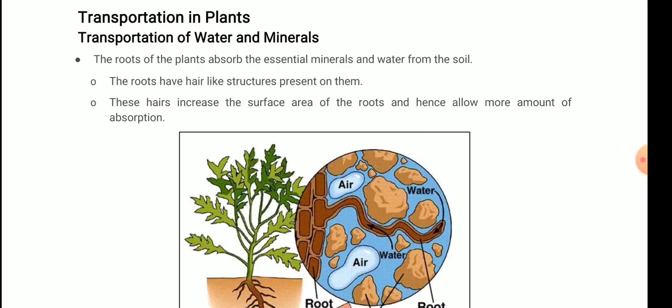As you all know, when we water the soil, some of the minerals get dissolved in the water and are taken up by the plants with the help of the water itself. So the minerals which get dissolved in the water are easily taken up by the roots with the help of water. Now how are the water and minerals absorbed?